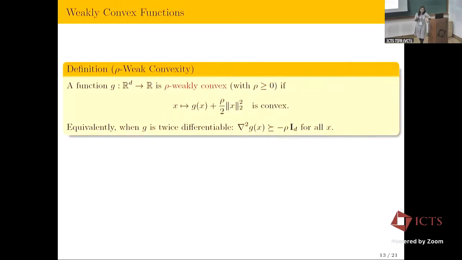So what we're going to do is restrict ourselves to the class of weakly convex functions. We'd ideally like to do all non-convex functions, but that's like, we haven't learned to walk yet, and I'm going to run a marathon.